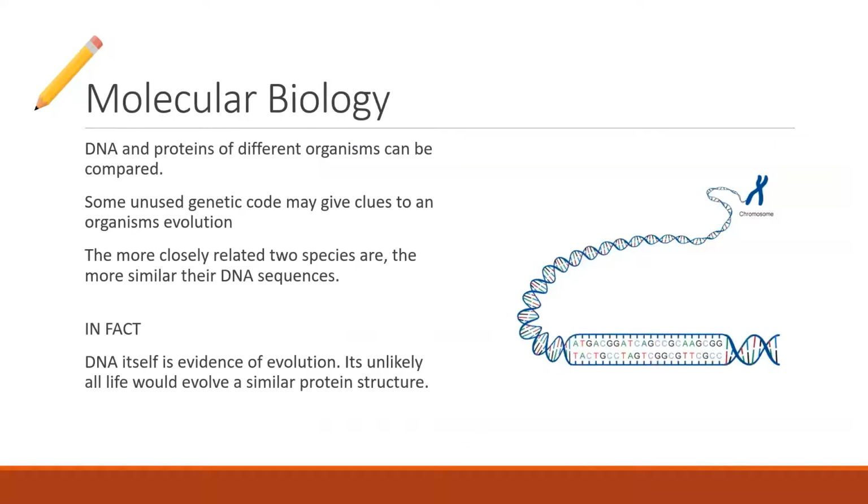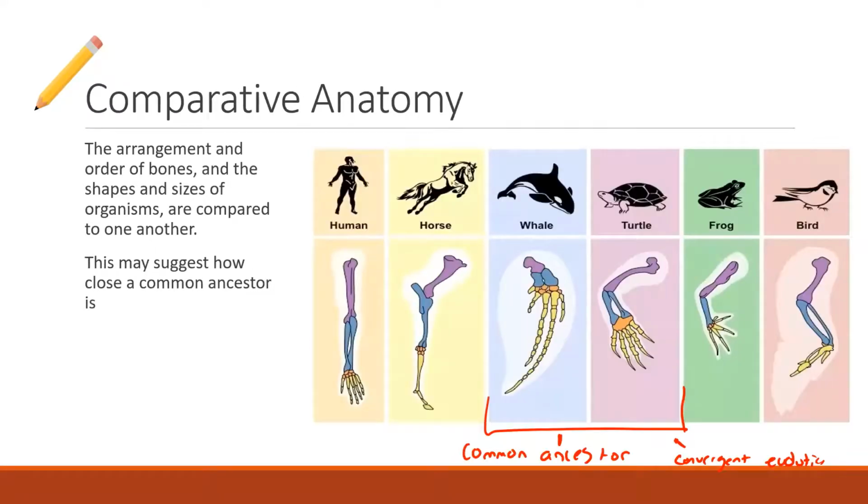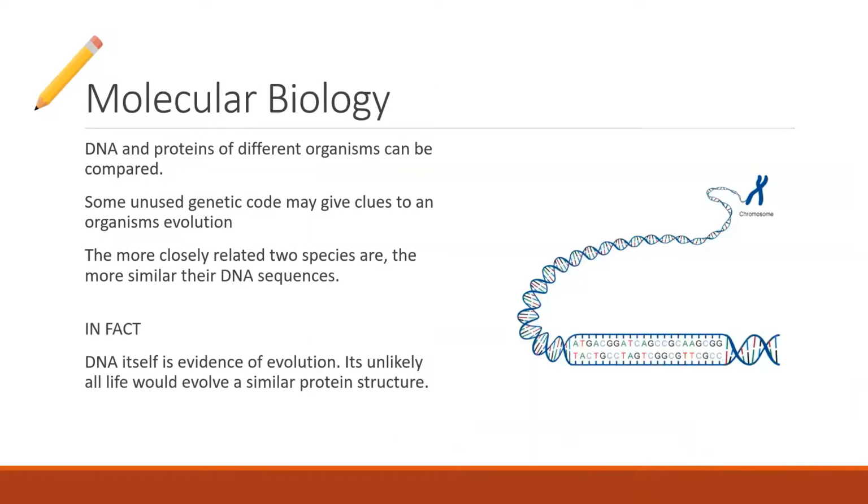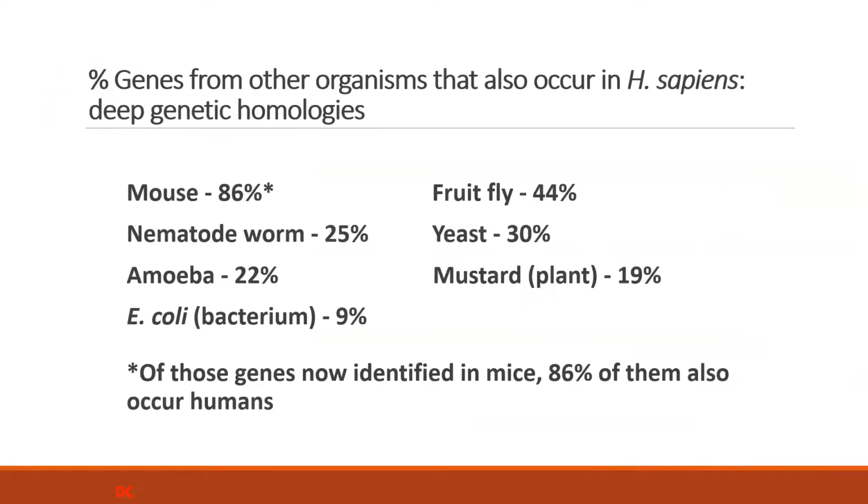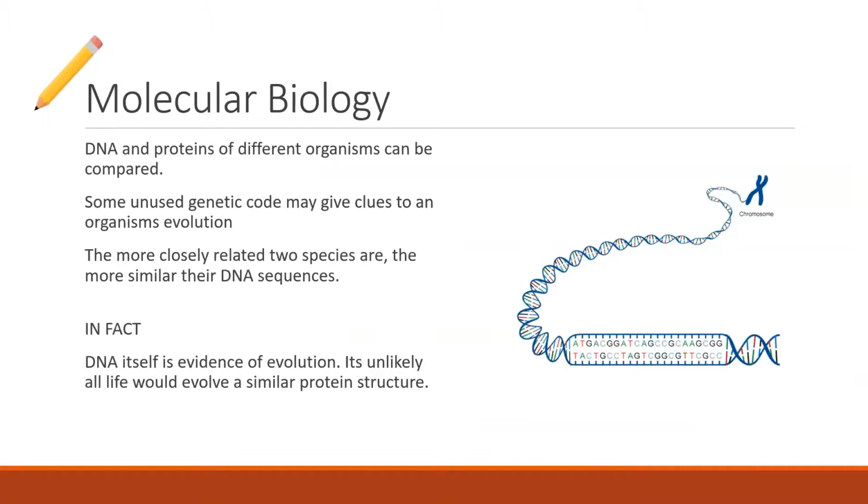So now we're moving away from the A, the anatomy section, moving into the M, which is the biology section. So this is the only part that I want you to copy down. DNA and proteins of different organisms can be compared. So I cut that down a lot.